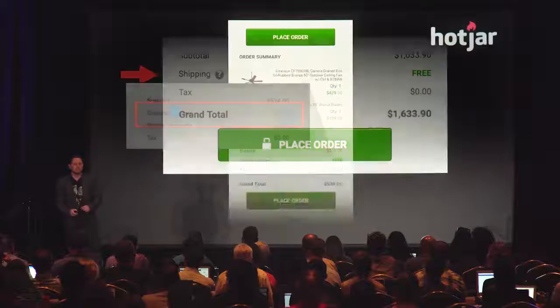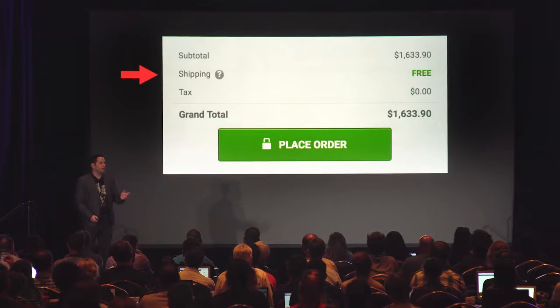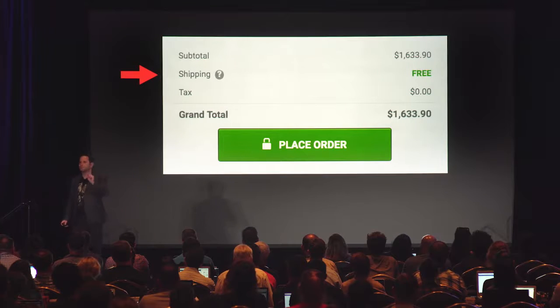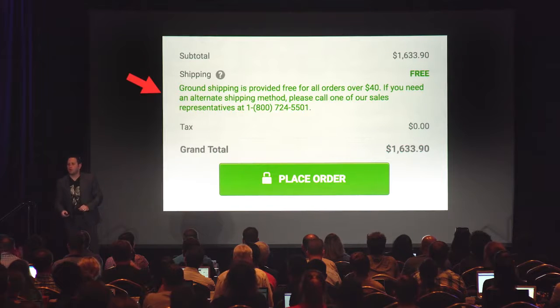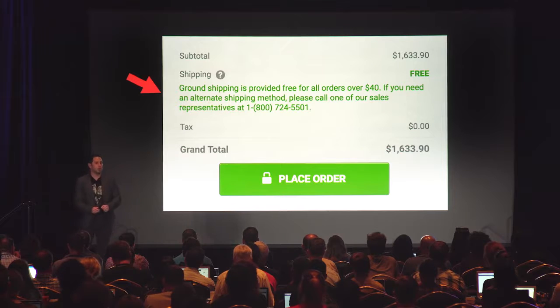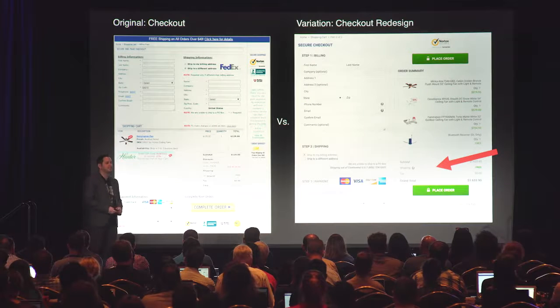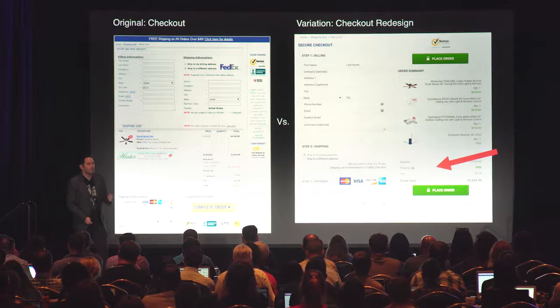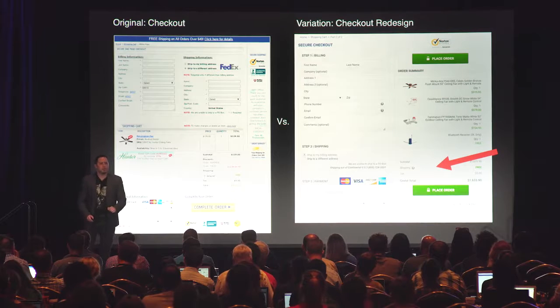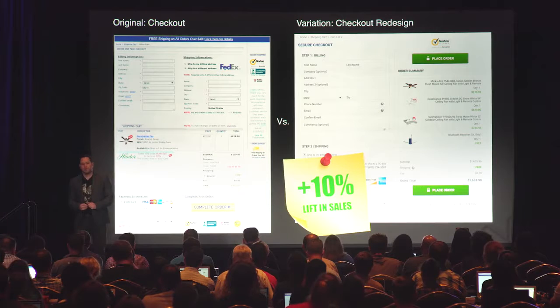Go ahead and continue the iteration process. And all we did was take the words ground shipping, that label, and change it into the word shipping with a question mark icon. When they clicked on the icon, it opened up an accordion window and gave them details about ground shipping and how to order by calling. Go ahead, rerun the exact same thing as a test by just changing that label from ground shipping to shipping with the question mark. 10% improvement in sales.